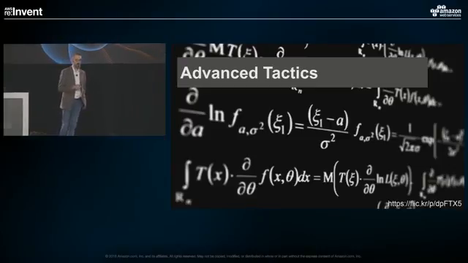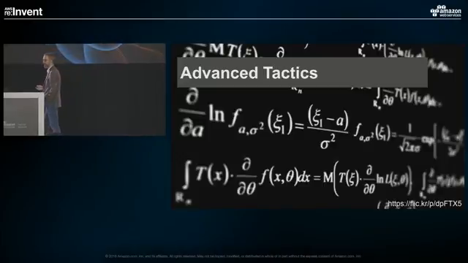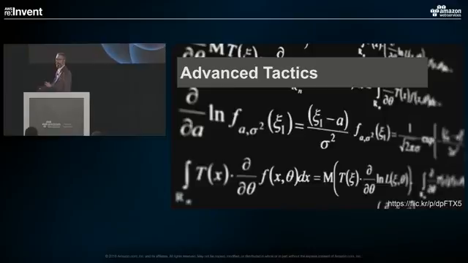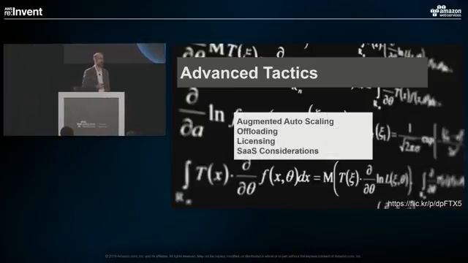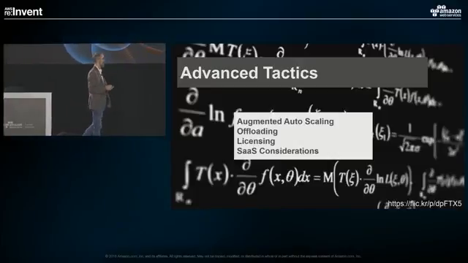Okay, so let's talk about some specific architectural optimizations. I want to talk a little bit about augmented auto-scaling, offloading, licensing, and SaaS.